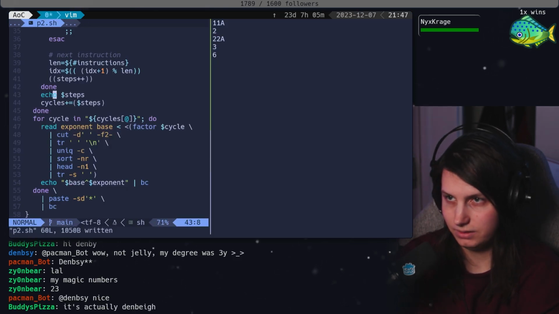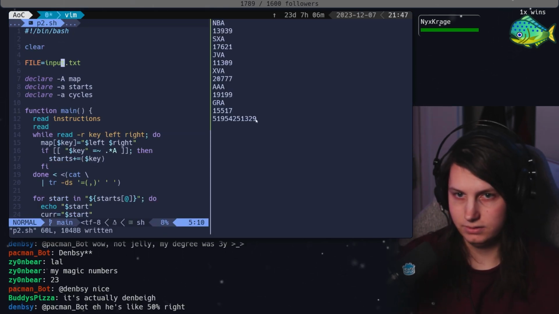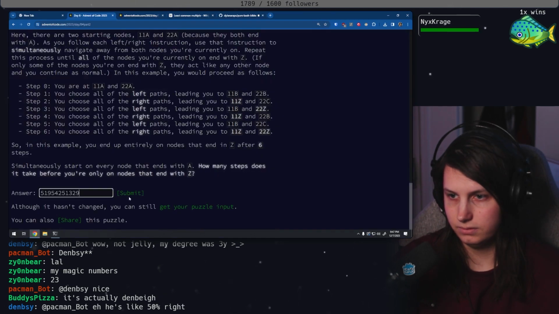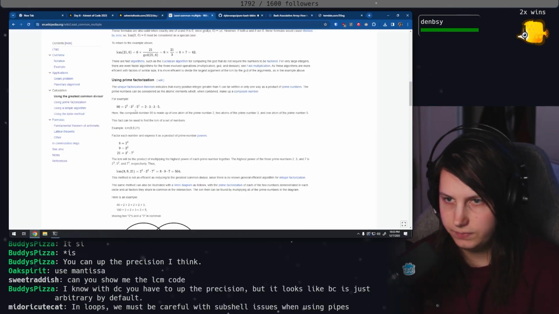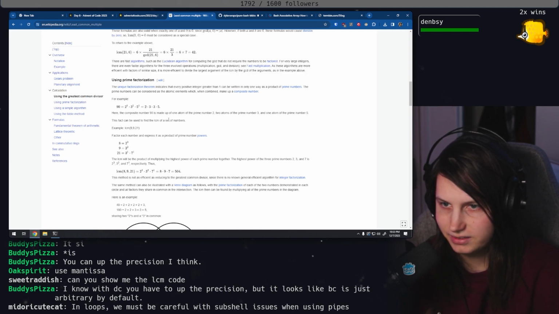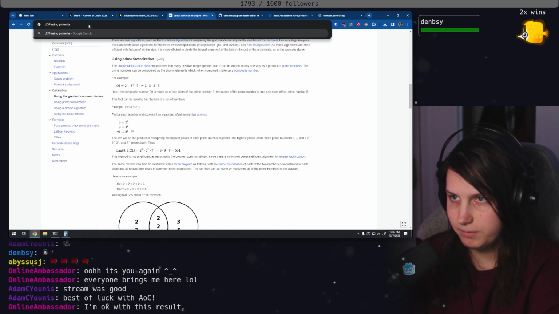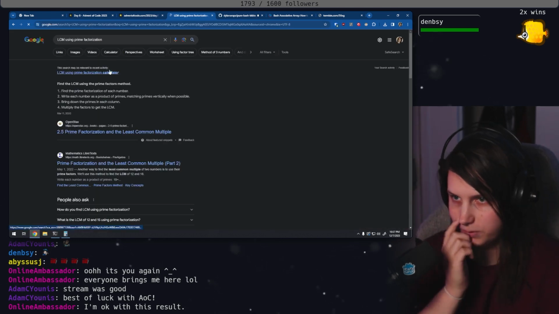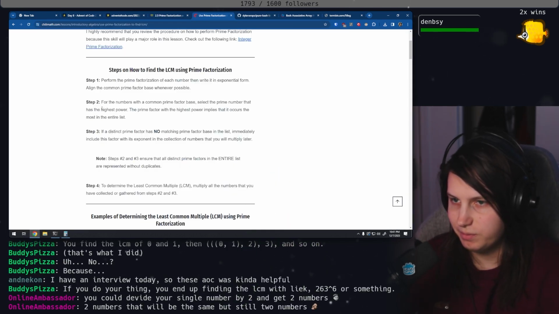Is that our answer? Did we do it? Let's try it. No. Is this just lying to me? Is this not correct? LCM using prime factorization. Let's find a better example. Wait. There's another step here.